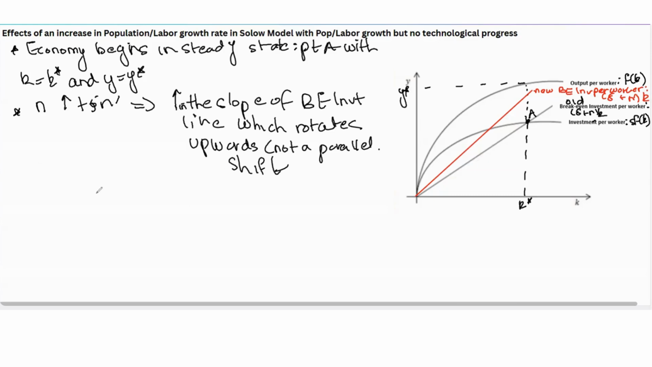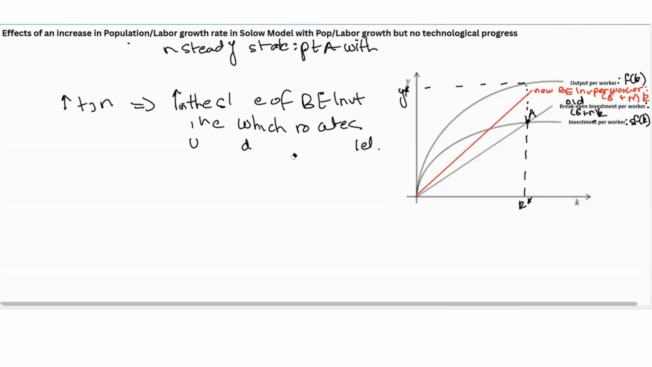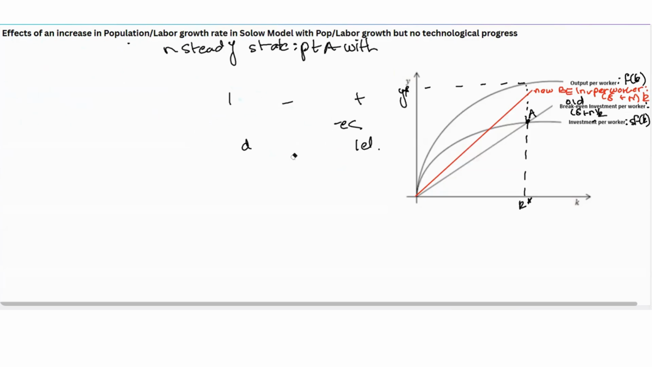So now let's look at the effect on k. Let's just delete this so that we have more space to work with. We started off in the steady state A, and then n went up, and this caused the break-even investment line to rotate upwards, like we can see over here. So now let's see what is the effect on capital per worker, the effect on small k.